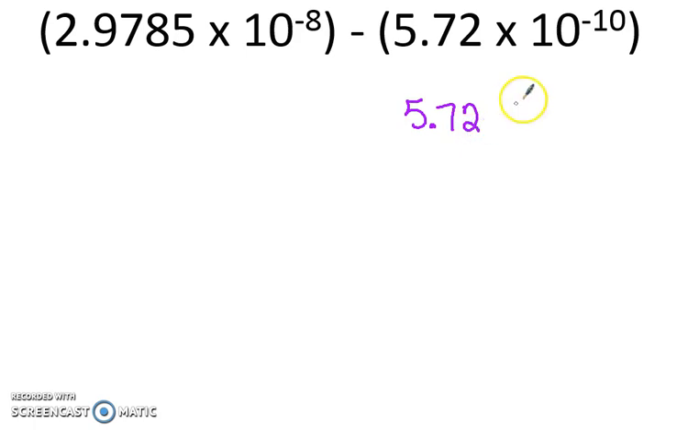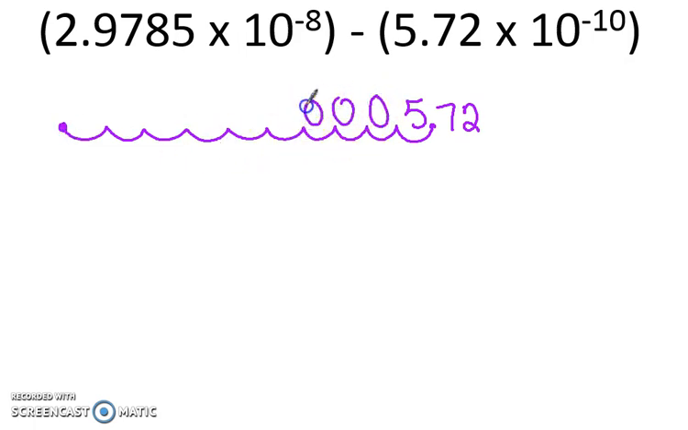5.72. We're going to move to the left this time because it's negative. So 1, 2, 3, 4, 5, 6, 7, 8, 9, 10. We're going to put zeros as placeholders.